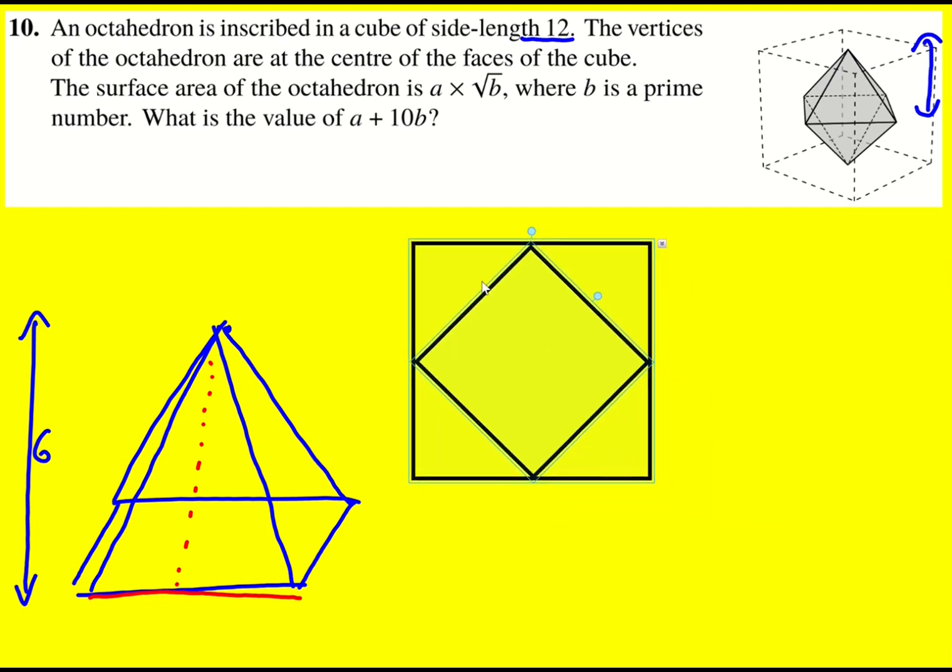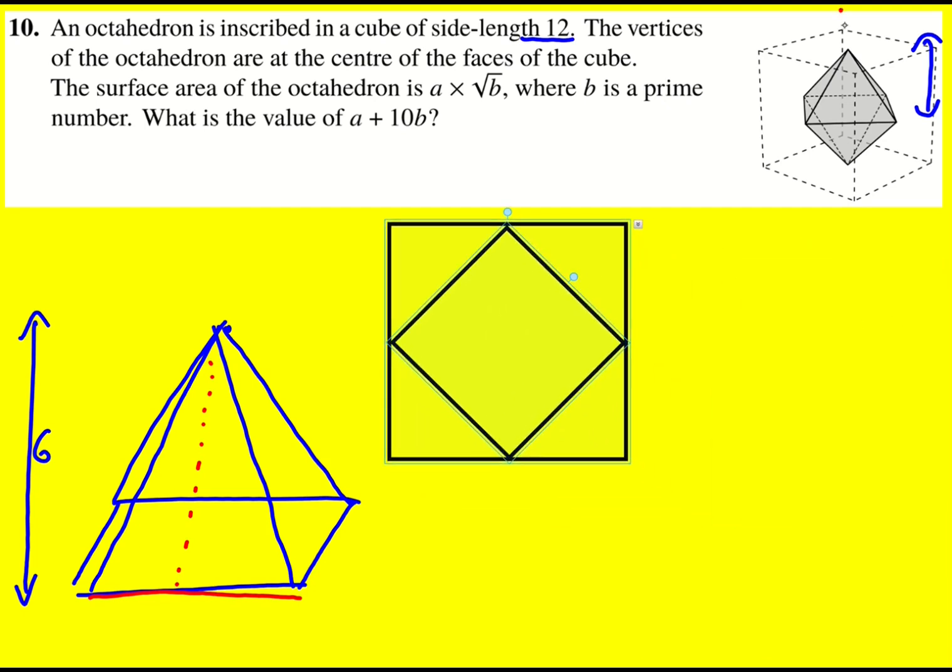This is a view from the very top, looking down. And you're going to see this shape at an angle, it's 45 degrees relative to the main square. So if I just focus on one of them, this one here, this is the red amount. And we've just said that it's 6 in height. This is also going to be 6, because it's 12 in total.